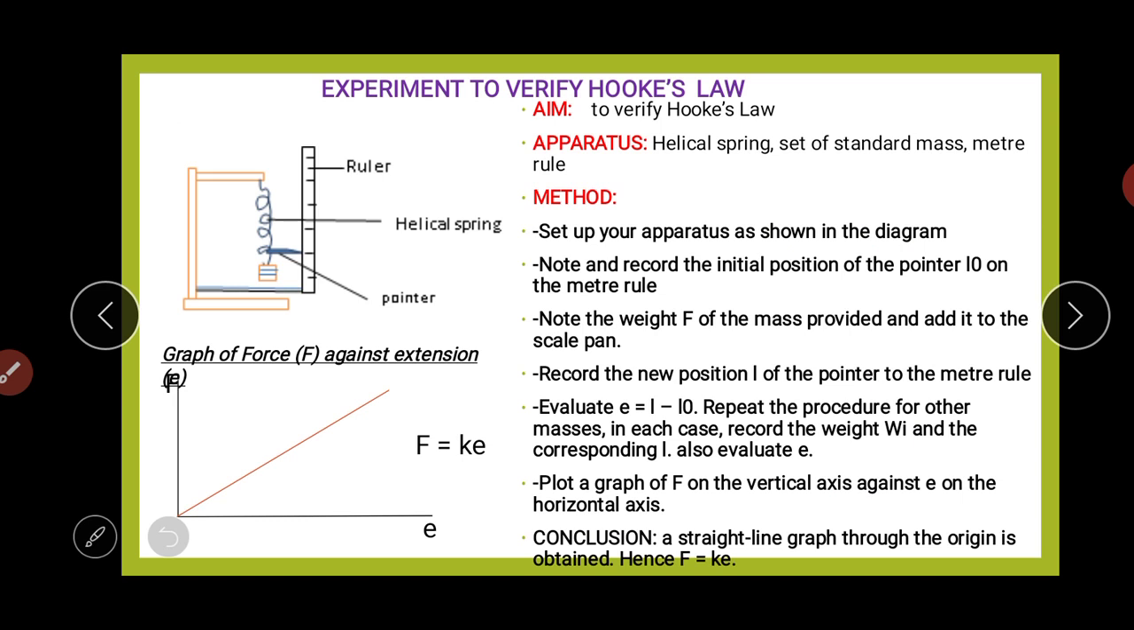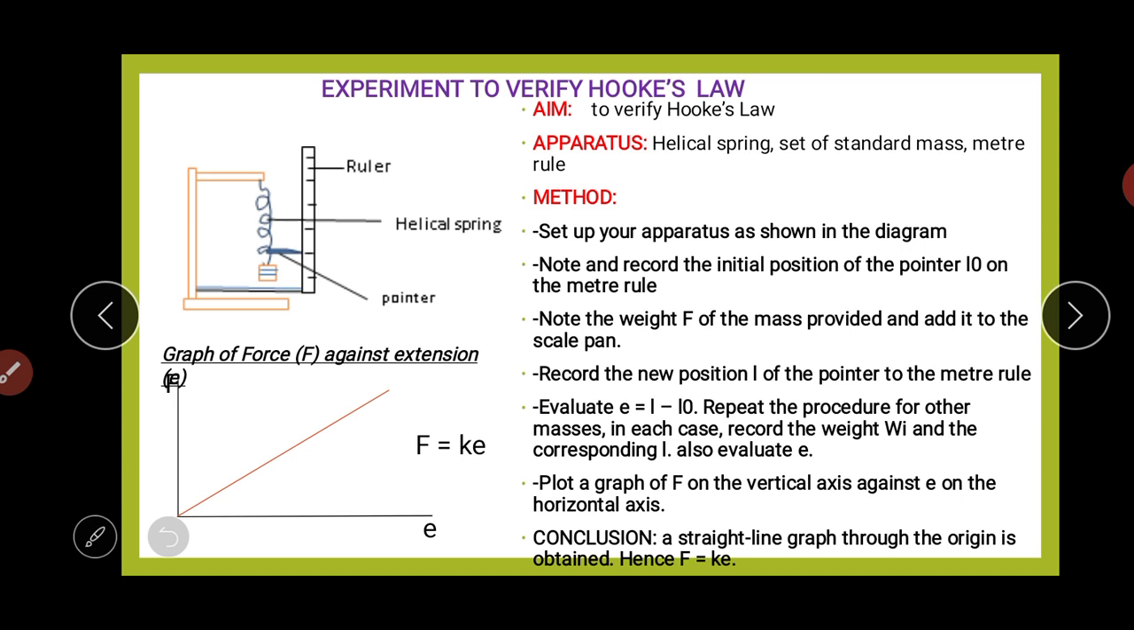Now, the experiment to verify Hooke's law. This is a typical experiment to verify Hooke's law. We have a helical spring and a set of standard masses. This is the second lab experiment we are going to be performing when school resumes. Last week I gave you an experiment too that we will perform when we resume. This is what we call the basic Hooke's law experiment.